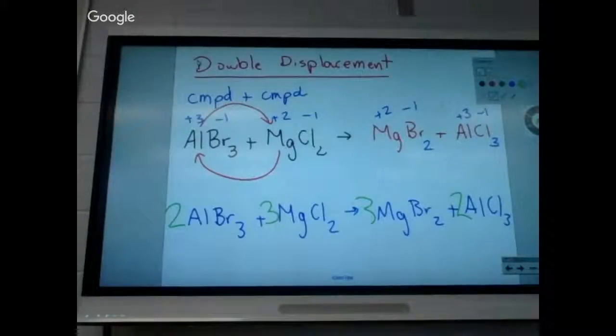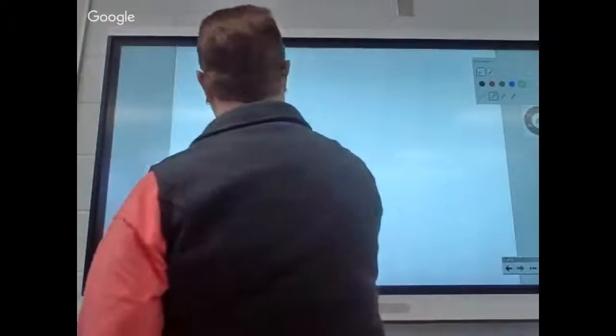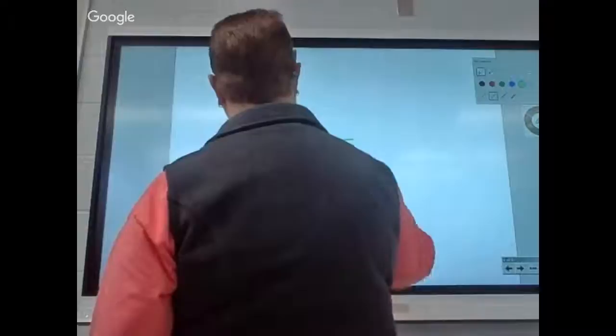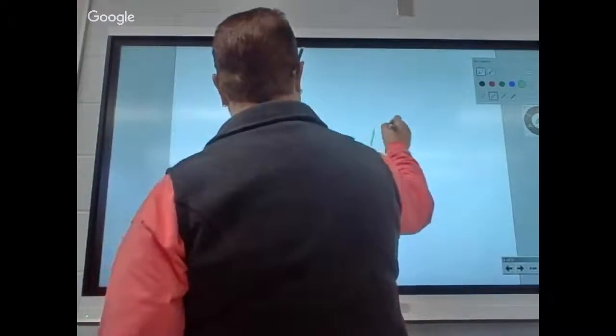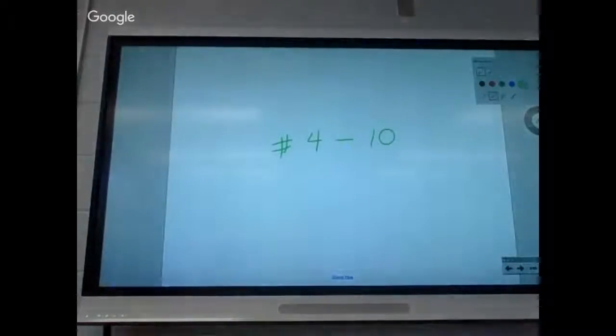Now, because all of the double displacement work this way, I don't think we need to beat ourselves over the head with these. I think most of us will be fine. So take the worksheet you have in front of you. For homework tonight, we're going to do question numbers 4 through 10. 4 through 10 is the 6 questions.